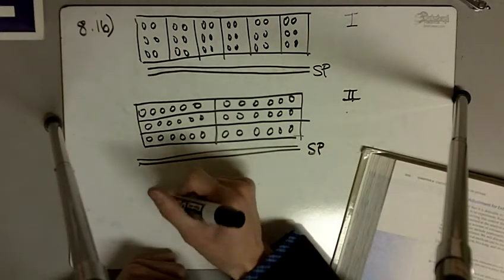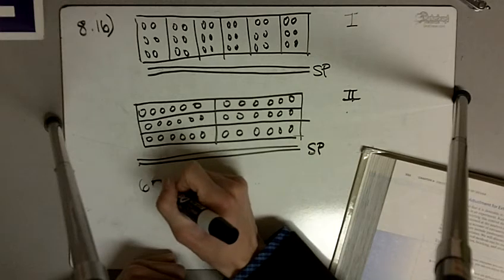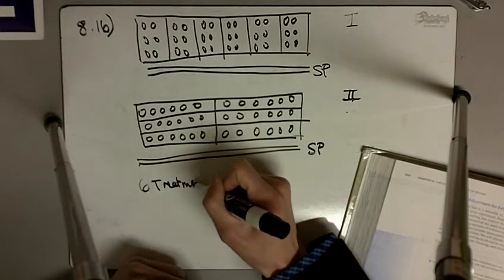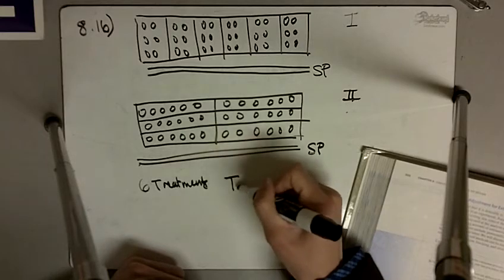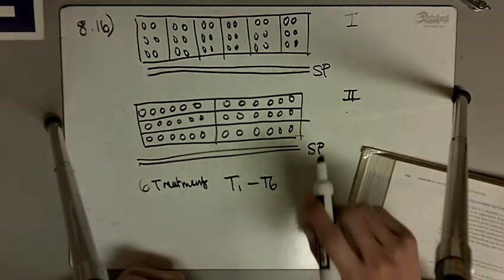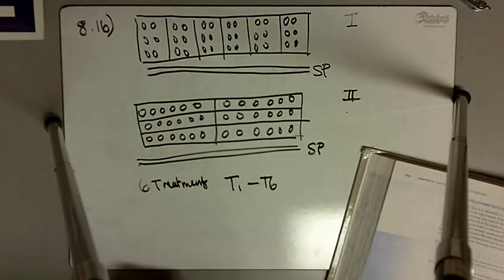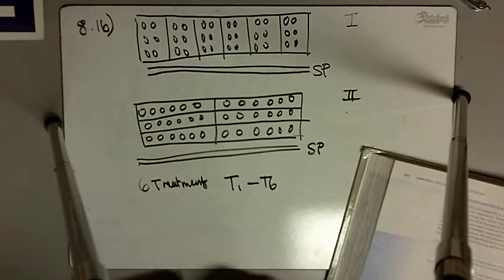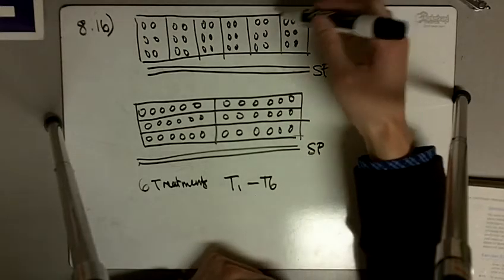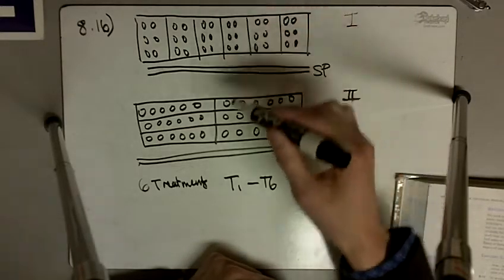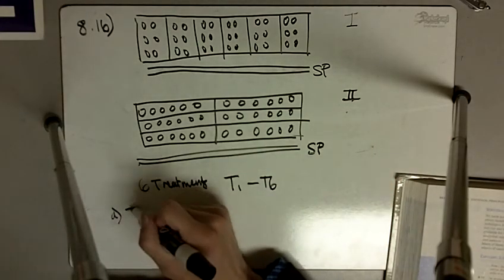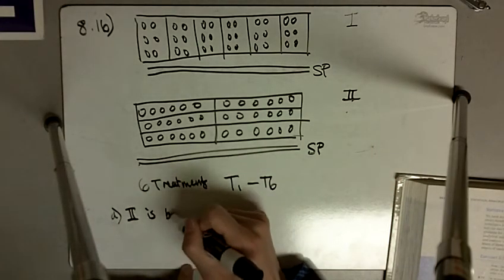So again, we have 6 treatments, six different fertilizers, T1 through T6, and we want to know which way is best to assign the blocks, which arrangement of blocks is better. So in this case, our blocks go like this, and in this case, our blocks go like this. So the answer to this is that arrangement 2 is better.